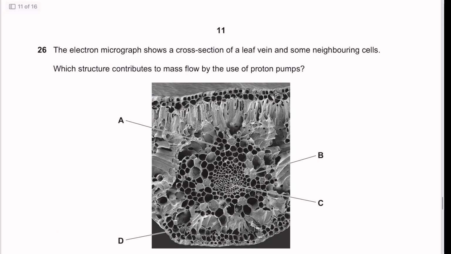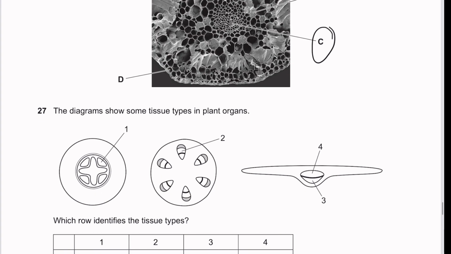Okay, 26. The photomicrograph shows a cross-section of a leaf vein and some neighboring cells. Which structure contributes to the mass flow by the use of proton pumps? That's going to be the companion cells, which are basically part of the phloem. And so basically the phloem over here, we can see that it is C, because we can identify A is the xylem, and then D is forming part of the epidermis. However, B, I'm not really sure what kind of cell B is. Maybe it's another cell that is part of the xylem. And then we have C, which shows the smaller cells. I would assume these are the phloem cells.